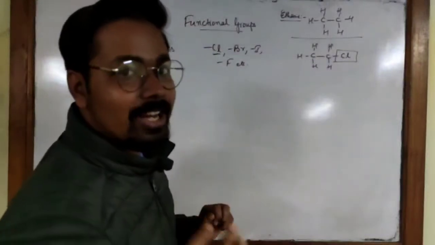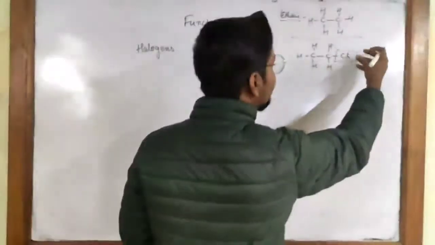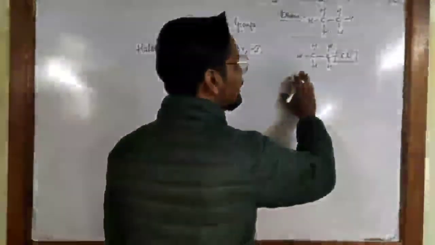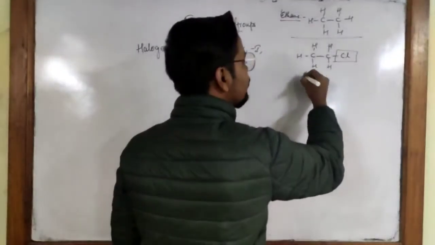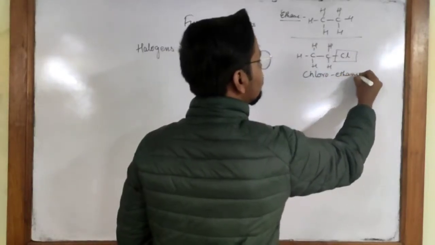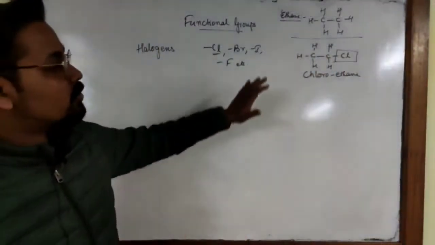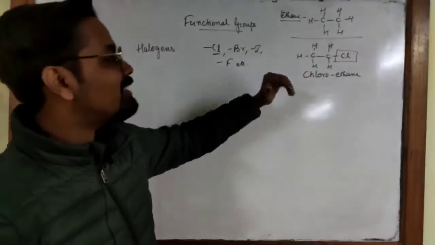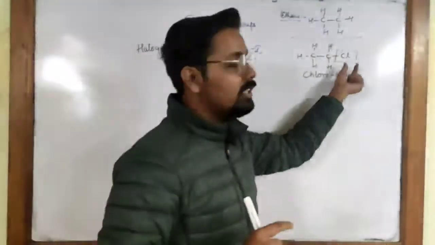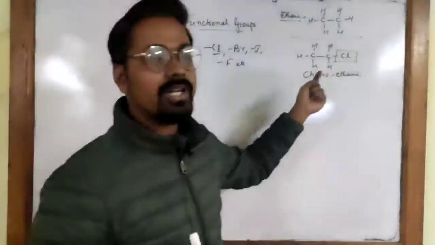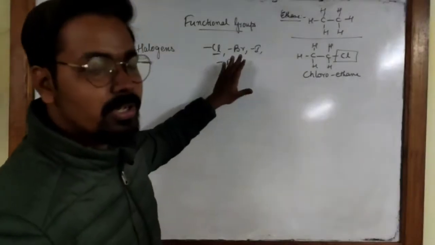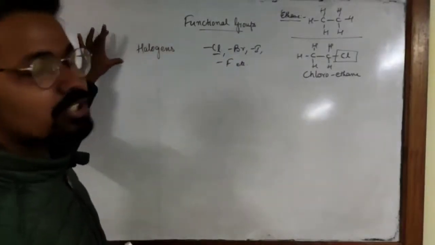We have attached a halogen atom to one end of the carbon compound by replacing one hydrogen, and as a result this compound now becomes chloroethane. Now this is called chloroethane. The name has changed from ethane to chloroethane because we have attached a functional group, chloride, to this carbon compound, and the family of these elements is called the halogens.